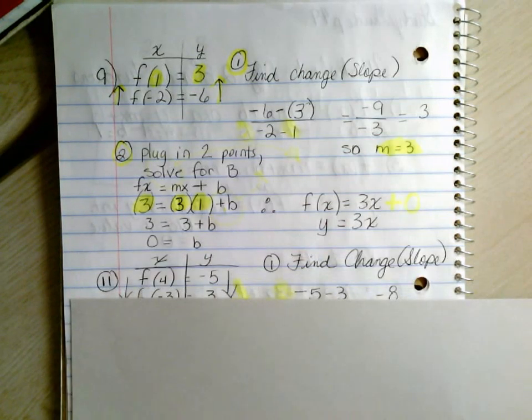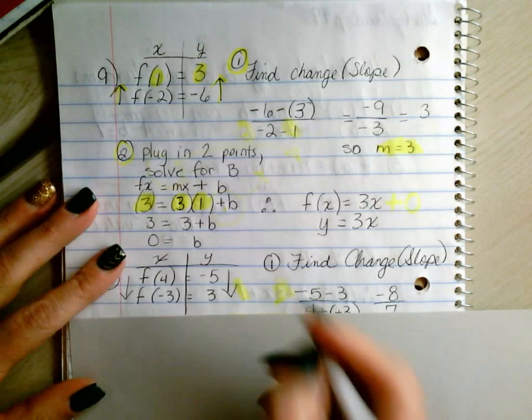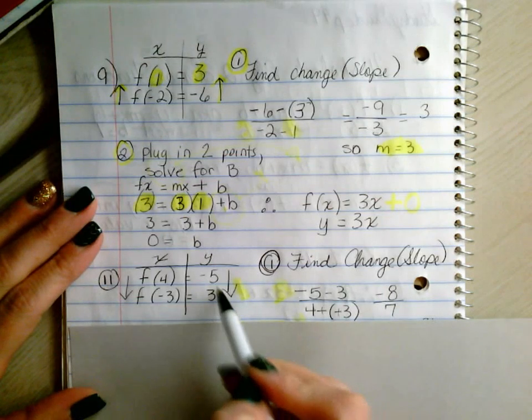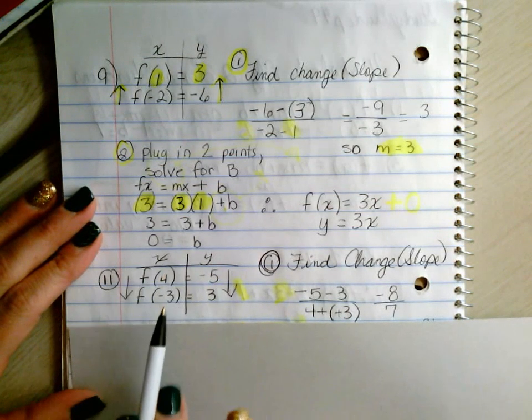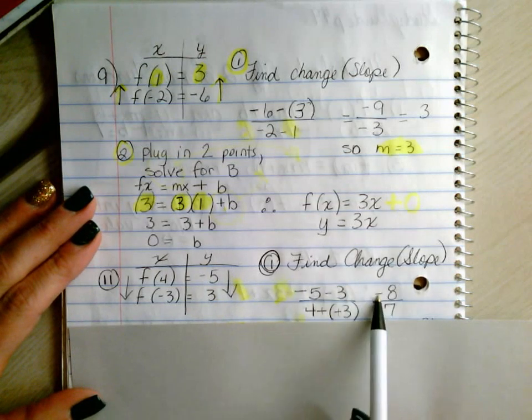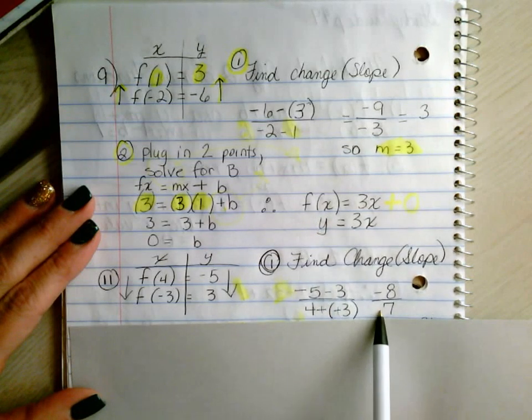Number 11. 11 is also the same. It has points. Okay, so we're going to practice that same technique. Step 1 was first find the change. I went downhill this time because I like subtracting that way. Negative 5 minus 3 is negative 8. 4 minus a negative is a positive 7.